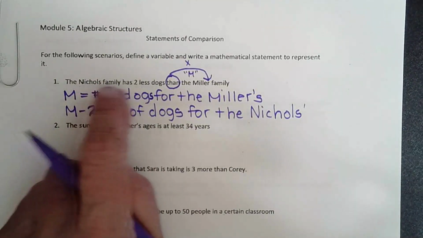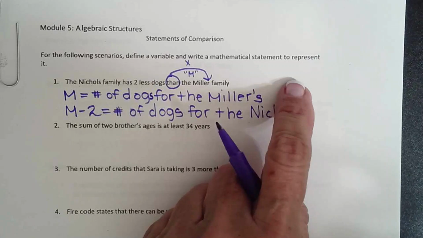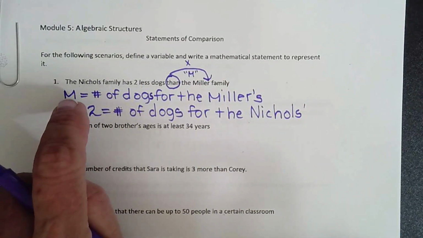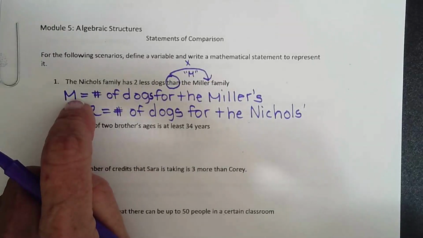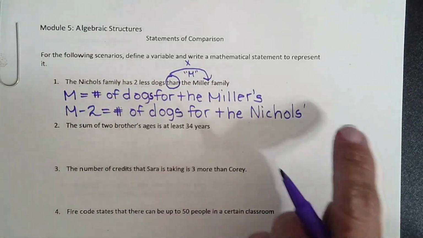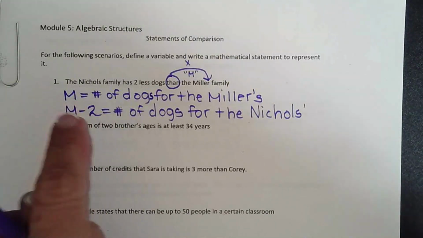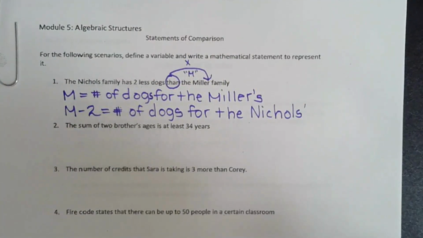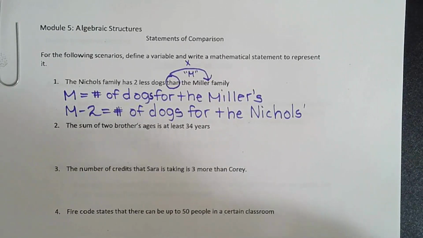If it says the sum or the total number of dogs for the 2 families is 8, you go M plus M minus 2 equals 8, because the Millers plus the Nichols equal 8. So variable statements are key. And most of the students that come into my class think variable statements are nothing. You know, they're like, I don't even write them. Well, they're the key to the problem. That's what makes word problems easy, is writing good variable statements.